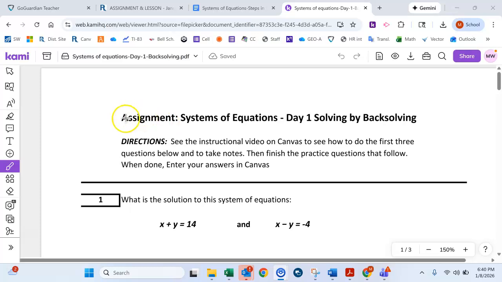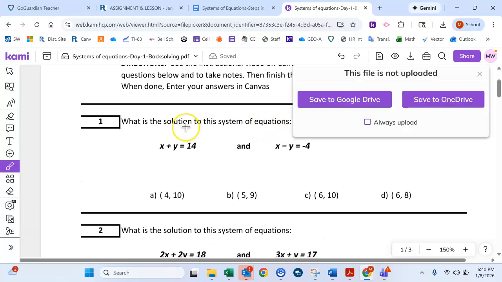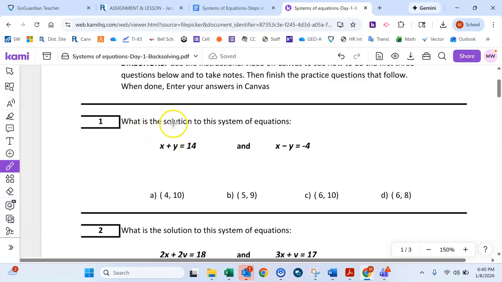Okay, so here is our assignment. If you open it up, Systems of Equations, Day 1, solving by back solving, okay? Again, like we saw earlier, a system of equations is 2 equations. So this is our first equation, and that's our second equation. When we're looking for the solution, we have the answer choices below: A is 4, 10, B is 5, 9. One thing we can do is try the answer choices. So that's what we're going to do for this assignment today.